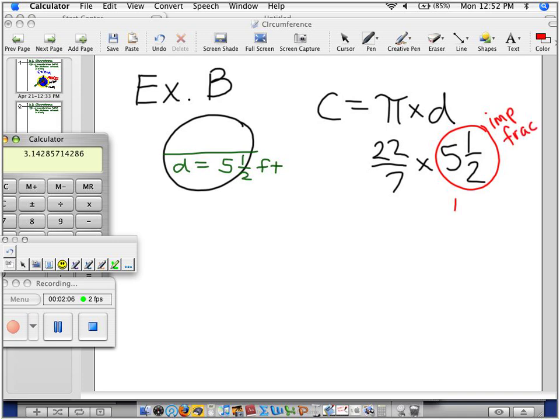Okay, you should have been talking about how you need to make an improper fraction out of the mixed number. So I've done that here in the red ink. 22/7 is already improper for me. That's great, because now I'm going to have a chance to evaluate numerator times numerator and denominator times denominator. 22 times 11.